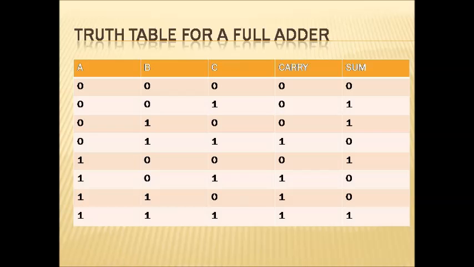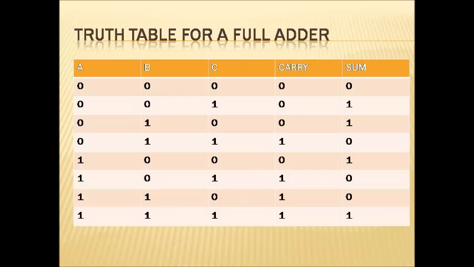Here you can see the truth table for a full adder. Here A, B and C are the 3 input binary bits, right? So when there are 3 values, there will be 8 possible combinations of binary bits on the truth table, and there is a carry column and there is a sum column.